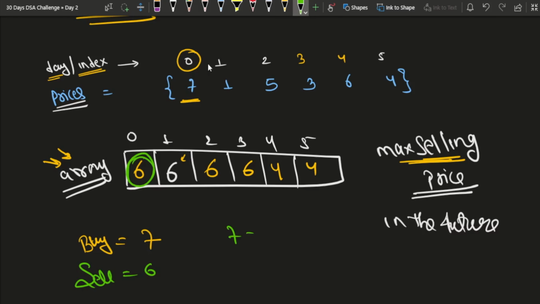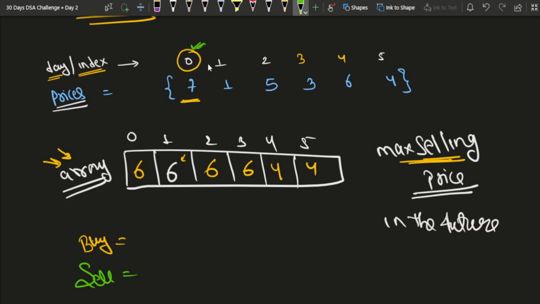What will be the profit? Profit is going to be very easy. It is sell minus buy, so it is 6 minus 7, which is minus 1, right? So what does it signify? This minus 1 signifies that we will make a loss of 1 rupee if I buy the stock on this day and sell at this selling price. Okay, so we will try something else instead of this.